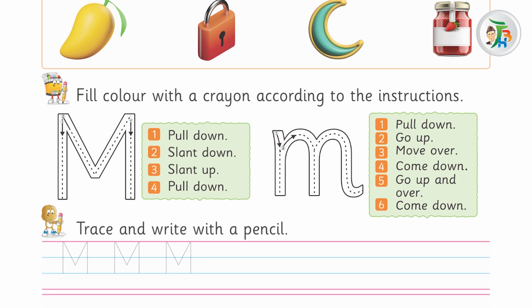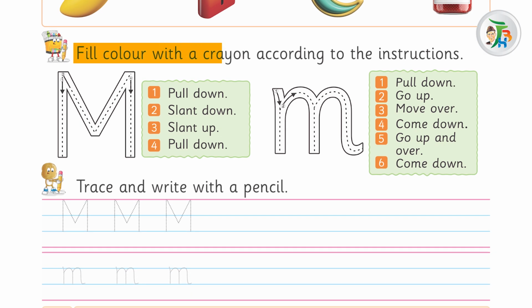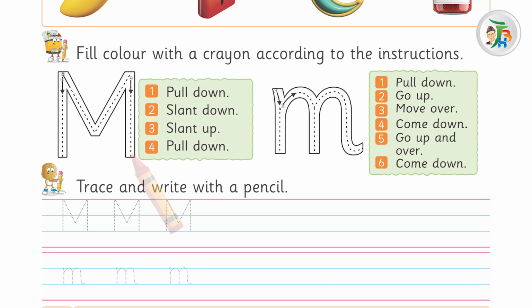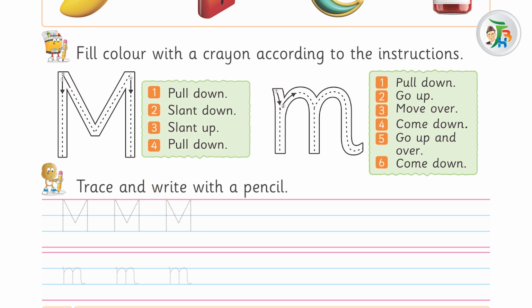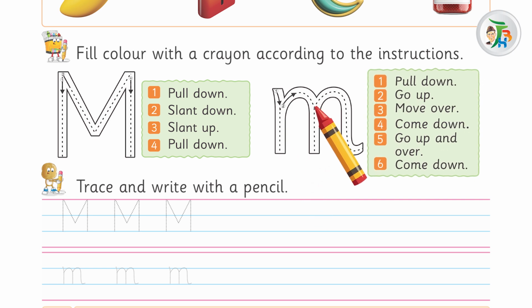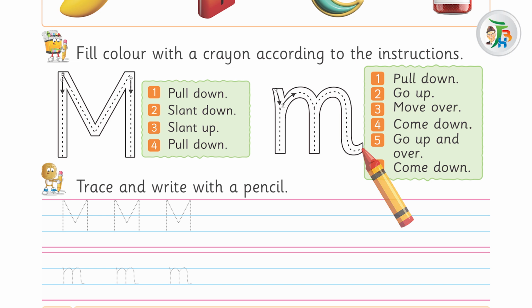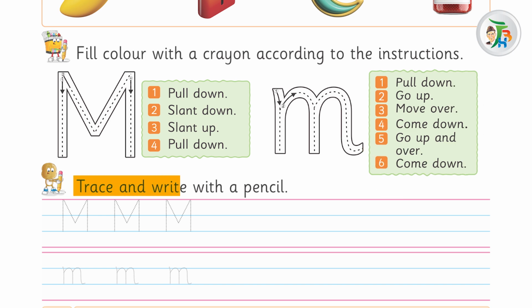Next, formation of letter M. Fill color with the crayon according to the instruction. Now you have to fill this with a crayon. So the formation of letter M is pull down, slant up, pull down. This is how we write capital letter M. And for the small letter m, pull down, go up, move over. Come down, go up and over. Come down. Then last is trace and write with a pencil.